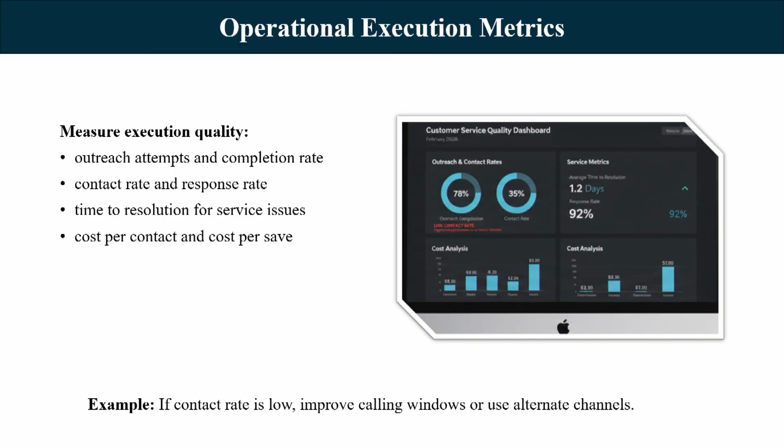So, in this case we can see that on the top side we have this outreach and contact rates, we have this service related metrics, and on the bottom side we have this cost analysis, right. So, both these things have to be looked at holistically. Example is, if the contact rate is low, improve the calling windows and use the alternative channel.